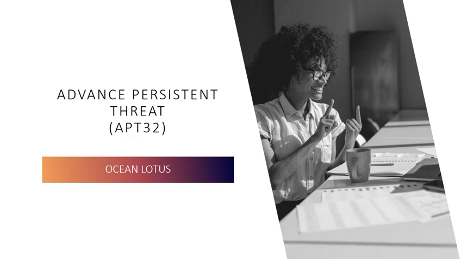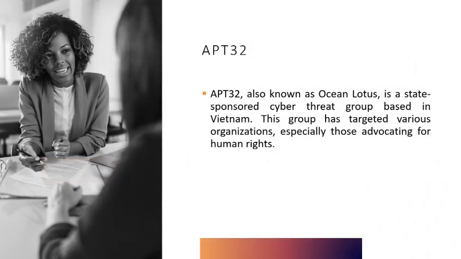APT32, Advanced Persistent Threat, also known as Ocean Lotus. Advanced persistent threats are those which have resources and have time to attack. On the other hand, APT32 we call them as Ocean Lotus. This group is in Vietnam and they target South Asian countries mostly.